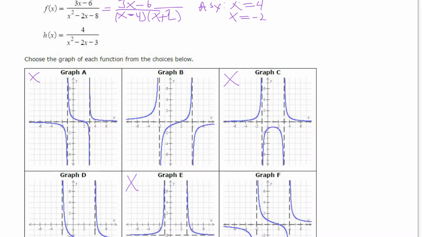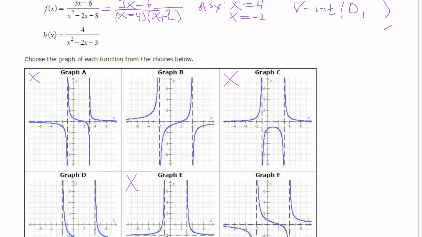Another thing that can help is the y-intercept. So where is it crossing over the y-axis? So I'm going to find my y-intercept. And remember, the y-intercept is found when x is equal to 0. So that means I'm going to have the point 0, comma, something.